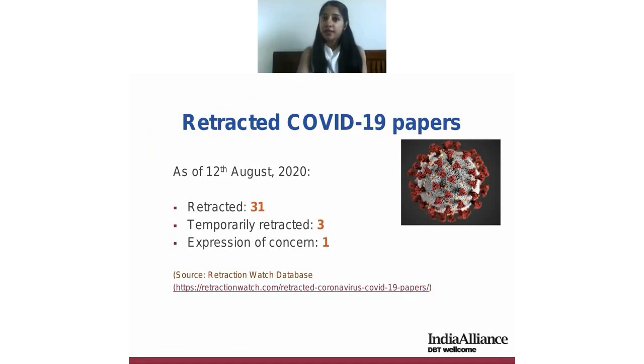Papers on COVID-19 are also being retracted at a worrying rate, and that is just very, very alarming. As recently as 2 days ago, 31 papers on COVID. So within the short span of 5 or 6 months, papers have been retracted.